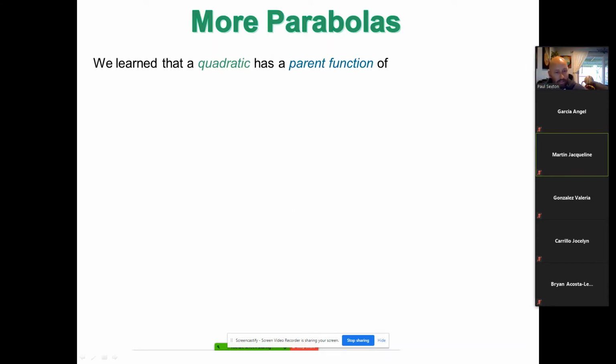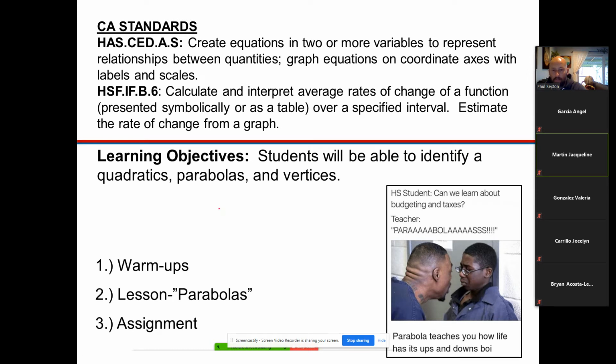Oops, let me go back real fast. In the form y equals ax squared, and we're going to look at what happens if we change that a value. What happens if we make that number a positive, a negative, a fraction, whatever? How is that going to affect the graph? Okay, so let's take a look.